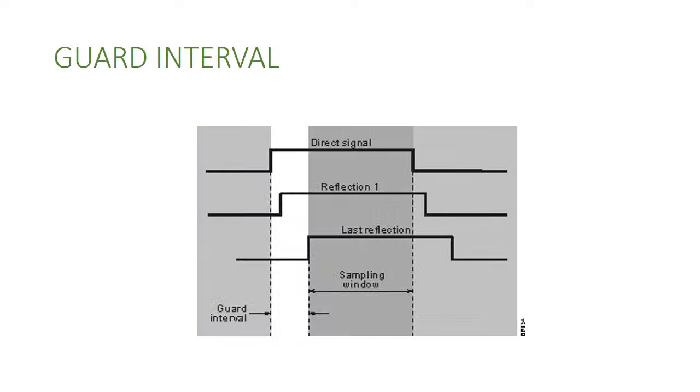The guard interval, whatever we have to apply into each and every set of sections, means we have to differentiate that particular different signal into reflection 1 and the last reflection. Finally, to sample the signal, we will be using the sampling window. So the guard intervals are nothing but a smaller range which helps prevent the number of signals from interfering.